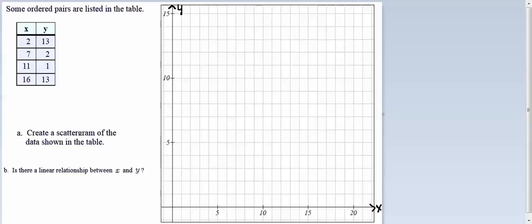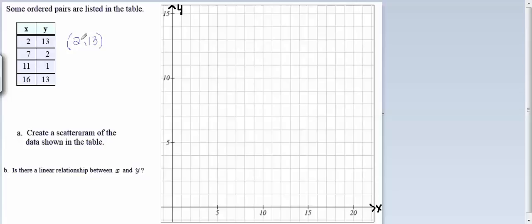In this example, we're given a table with some sets of ordered pairs, and we're asked to first create a scattergram of the data shown in the table. So the first thing we want to think about as we begin to graph this data is we can think about each pair of values in the table as an ordered pair, and since the values are called x and y, x is going to be our independent variable on the horizontal axis, so that will come first, and then y would be 13. So those two values given there, 2 and 13, correspond to the ordered pair (2, 13).